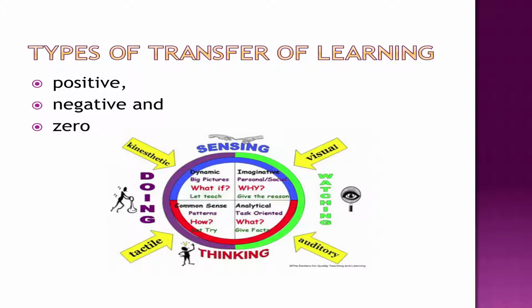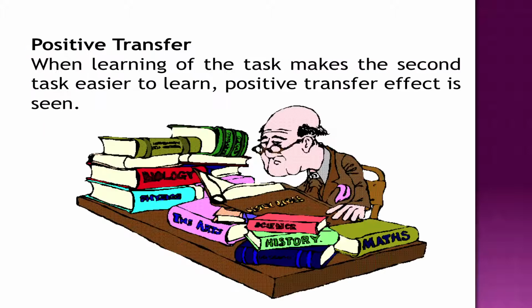Transfer of training affects learning of a new task in 3 ways. It can be a positive transfer, it can be a negative transfer, or a zero transfer. Positive transfer means that learning of one task makes the second task easier to learn. What one has learned in one subject or task may facilitate learning in another subject or task. In positive transfer, the carryover of the knowledge or skill is beneficial to future learning.